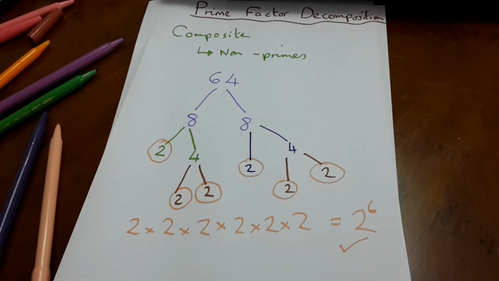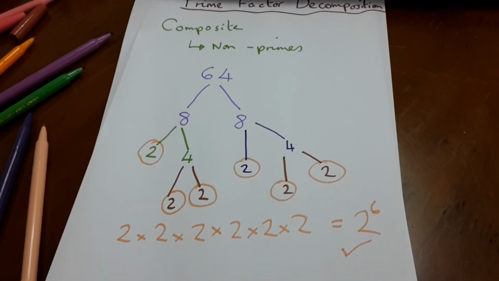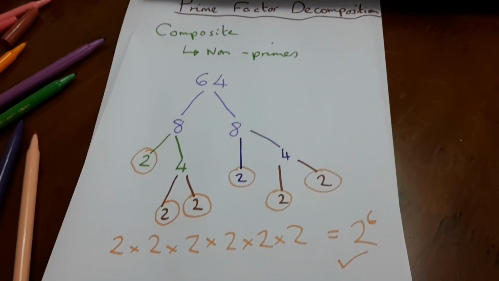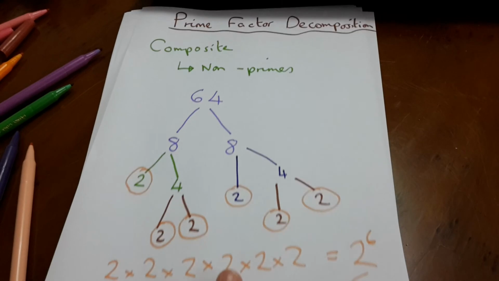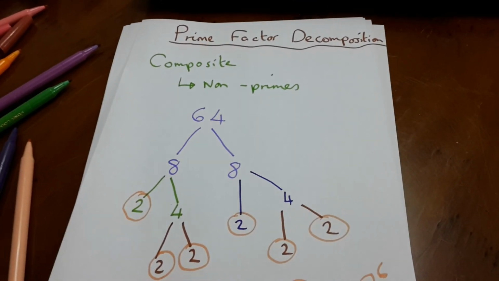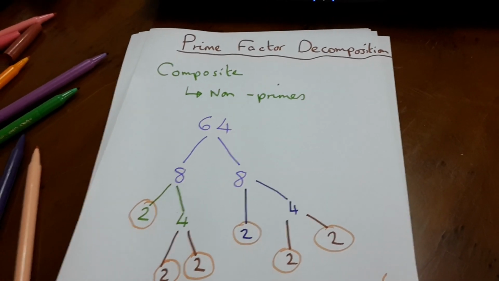So just to reiterate, composites or non-primes are always made from multiplying primes together. Finding out how you do that is called a prime factor decomposition, because you're breaking the non-prime down into its prime factors.